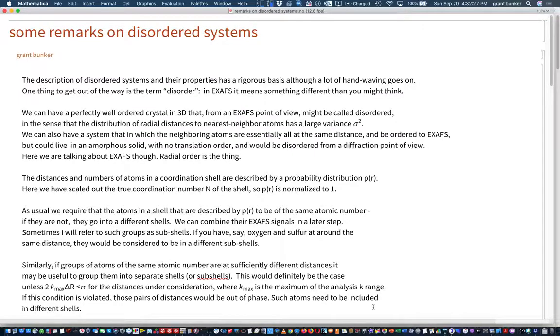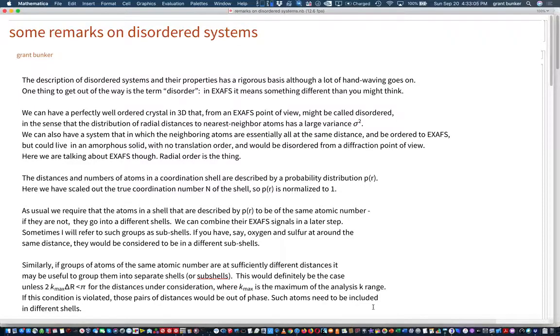First off, when we talk about disorder in EXAFS, it means something a bit different than what you would mean in diffraction and the like. One thing I wanted to say before then is that the description in terms of modeling the distributions is actually rigorous. It may not seem like it, but it is, and I can explain it. There's a lot of stuff that's done ad hoc, like assigning different atoms into different shells, but actually there's a rigorous basis for it.